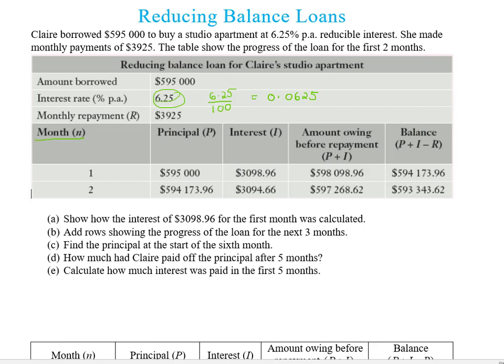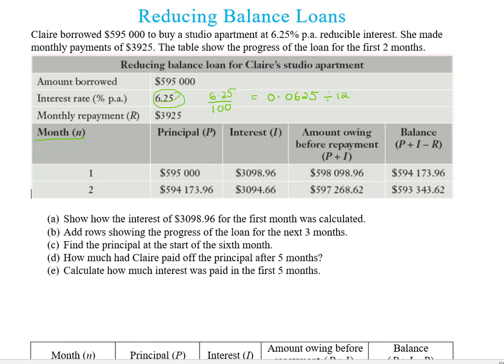Now we're going to be working out monthly interest rates because we're looking at months here. So I'm going to have to eventually divide my interest rate by 12 to find out what the interest rate is per month. And what I also have shown in the table is that Claire is making a monthly repayment of $3,925. So let's have a look at this.